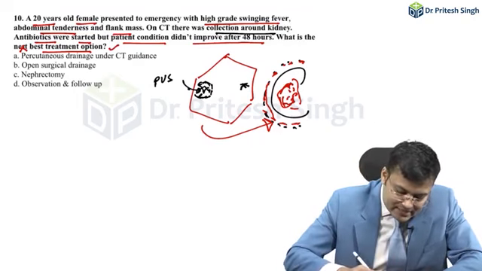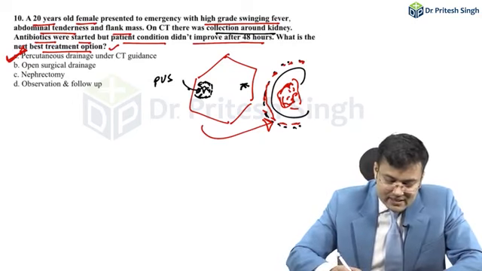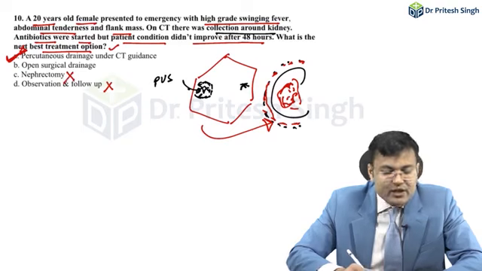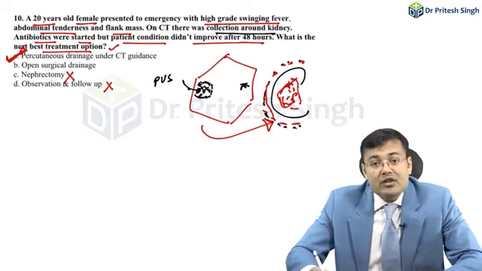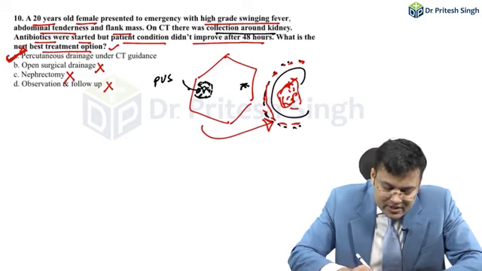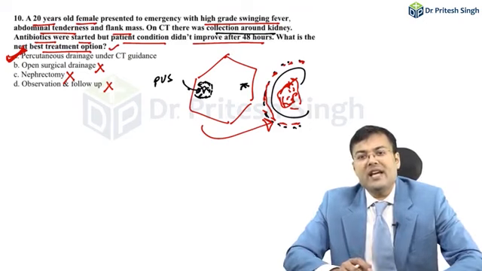So what is the correct answer here? The correct answer is percutaneous drainage under CT guidance. Why not observation and follow-up? Because patient is not improving. Nephrectomy, because kidney function is not impaired. Open surgical drainage, percutaneous drainage is preferred over open drainage. So the correct answer for this question is A.